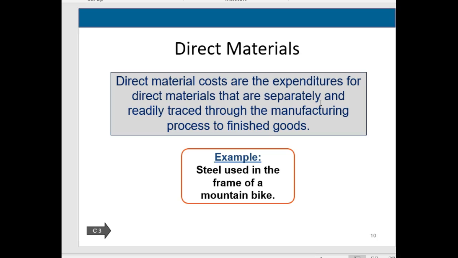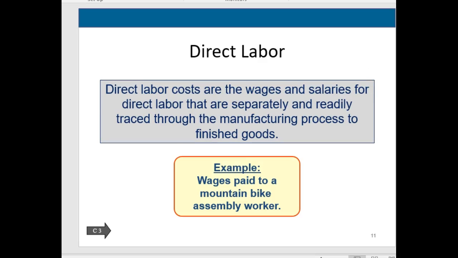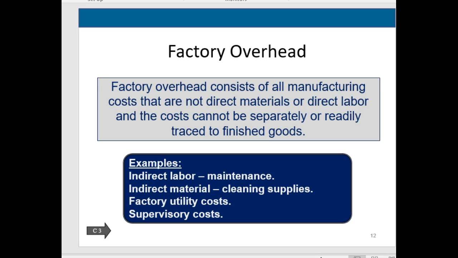Main thing we're looking at here is direct materials, and direct materials are anything that is directly traceable to a product that you're making. An example here is steel used in the frame of a mountain bike. Now, if they were using glue, a dab here, a dab there, and no really precise measurement of how much glue was used, that would be an indirect cost. That would go to factory overhead, but I'll get to that in a minute.